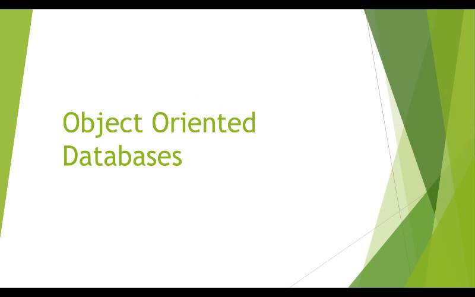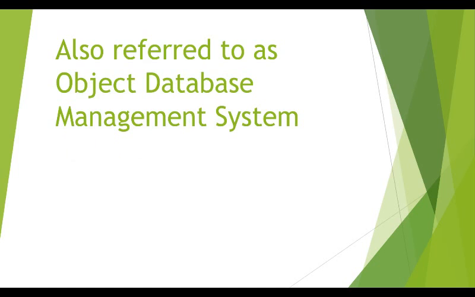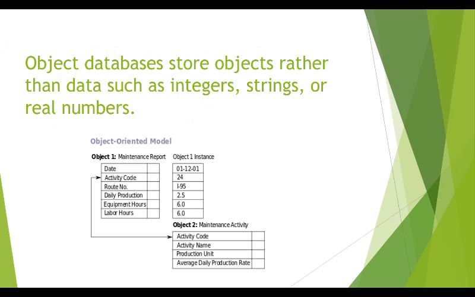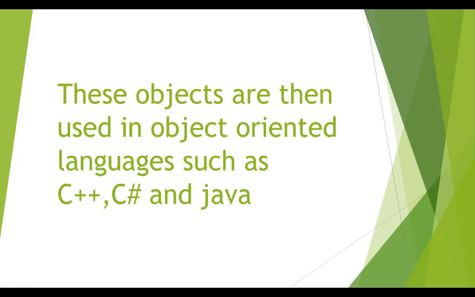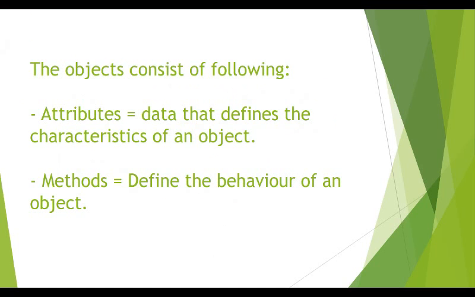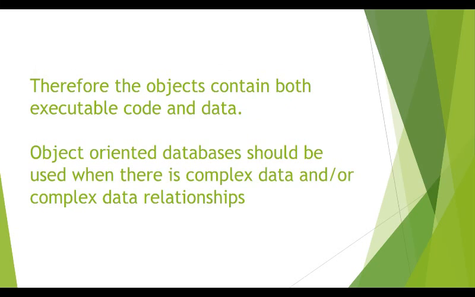Next up is object-oriented databases, commonly referred to as object database management systems. Unlike relational databases, object databases store objects rather than data such as integers, strings, or real numbers. These objects are then used in object-oriented languages such as C++, C#, and Java. The objects used in these languages primarily consist of attributes and methods. Attributes are the characteristics of the objects and methods are the behavior. Object-oriented databases are best used for complex data and/or complex data relationships.